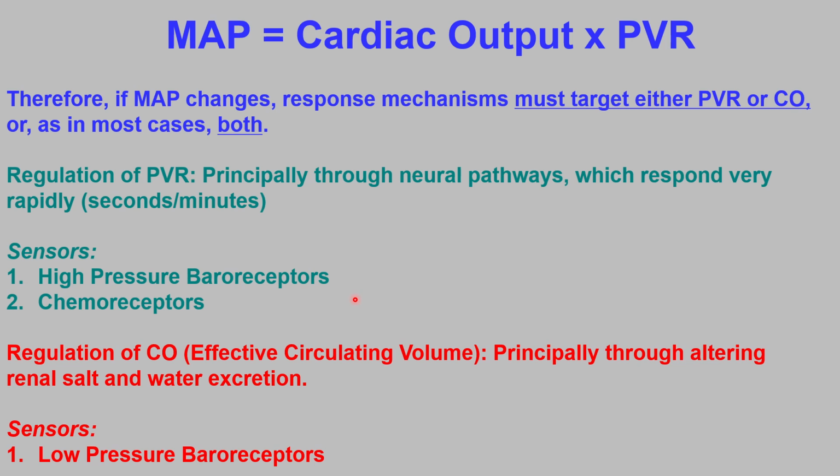On the other hand, the regulation of cardiac output, which is the regulation of effective circulating volume, is detected in low-pressure systems, or what we call low-pressure baroreceptors, which are located in the atria and the vena cava. We will look at those at the end of the lecture. When these detect changes in volume, either up or down, then they will regulate the effective arterial volume principally through altering the renal salt and water excretion rates, and therefore either retaining salt if the circulating volume is low, or excreting salt if the circulating volume is elevated.